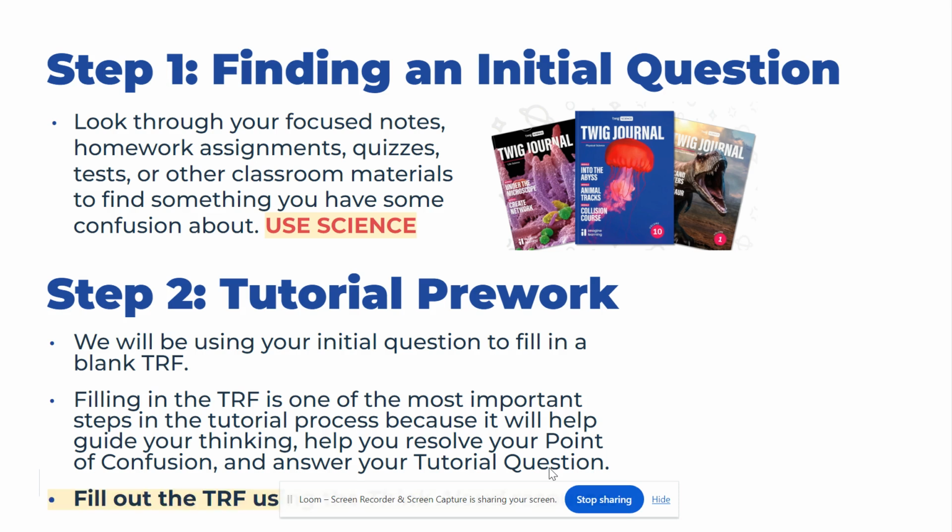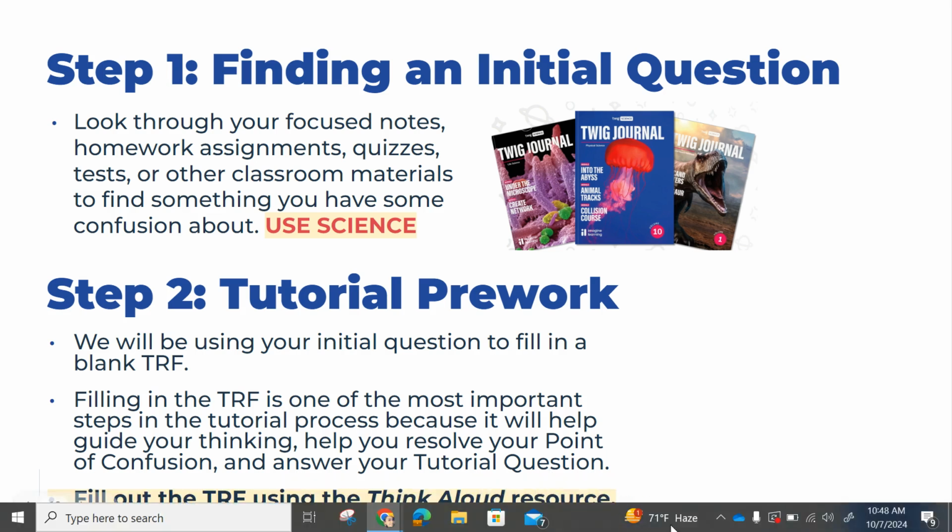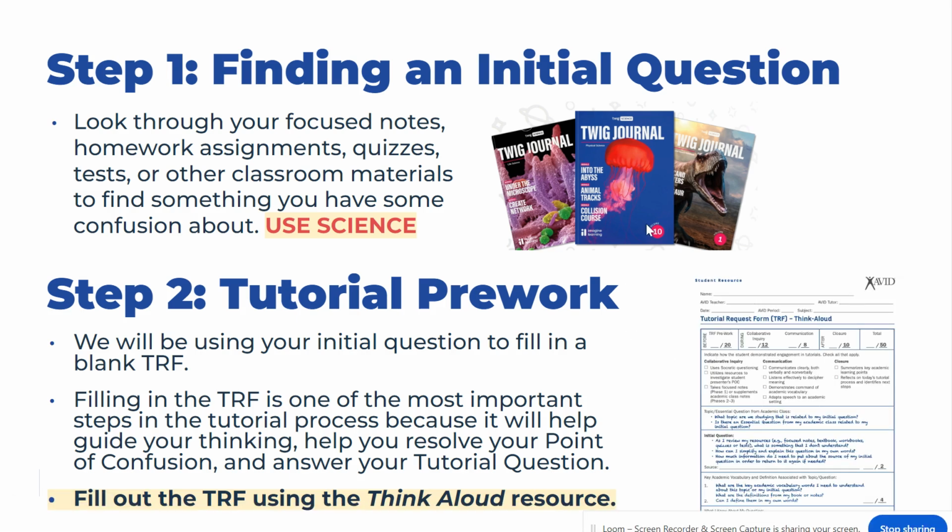Okay? So you're then going to fill out the TRF using this Think Aloud resource. So once I am done with this video, you will have 2 TRFs in front of you. One of them looks like this, where each section has a description of what will go in that box. You will use that as a guide to help you complete a blank one.